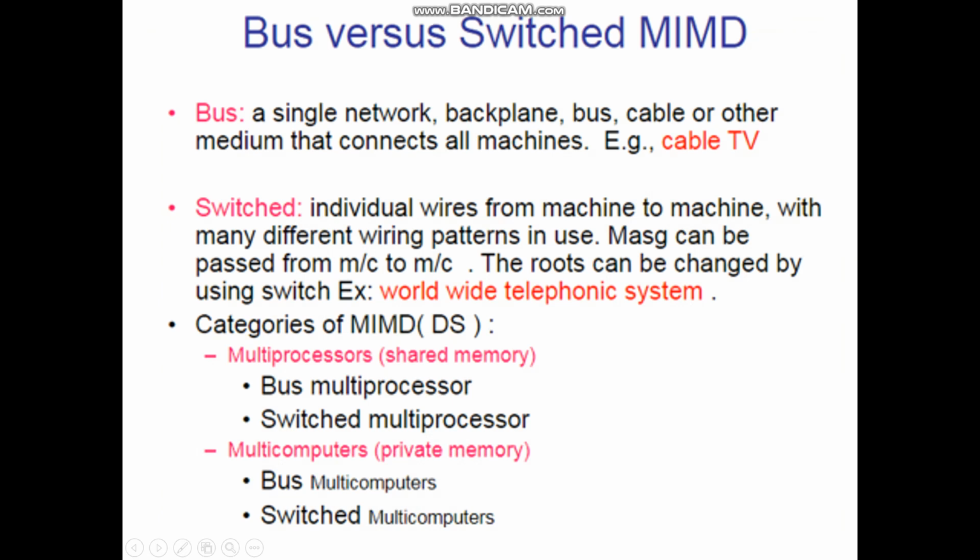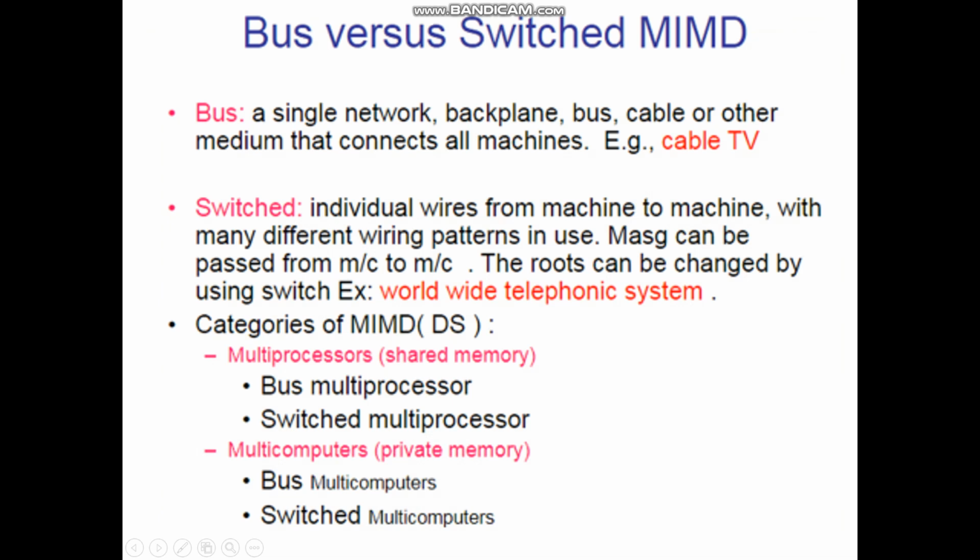Bus is nothing but a single network which is designed using backplane, bus, cable or other medium that connects all machines. The cable TV is the example for bus network. Switched is nothing but which is designed individual wires from machine to machine with many different wiring patterns in use. Here the message can be passed from machine to machine. The routes can be changed by using switches. The worldwide telephonic system is the example for switch network.